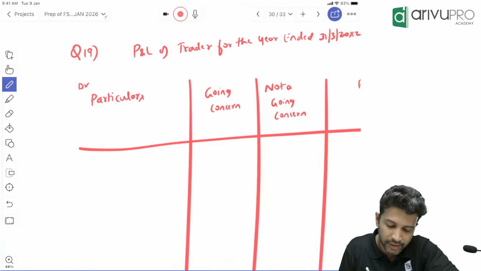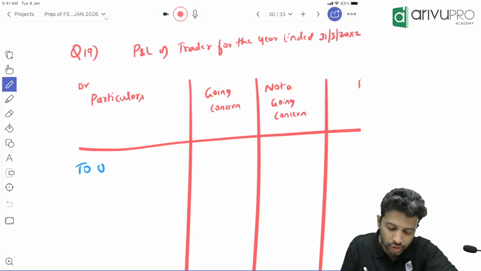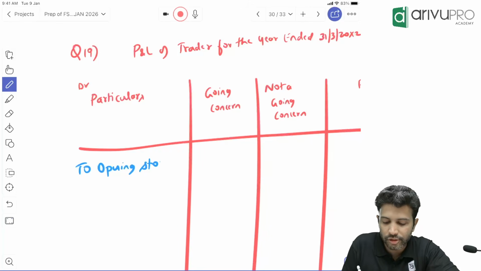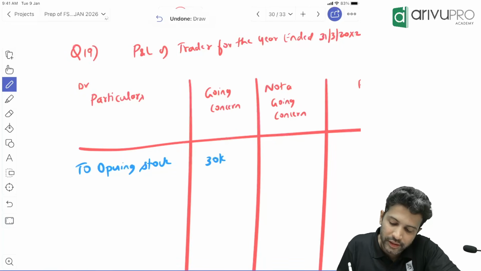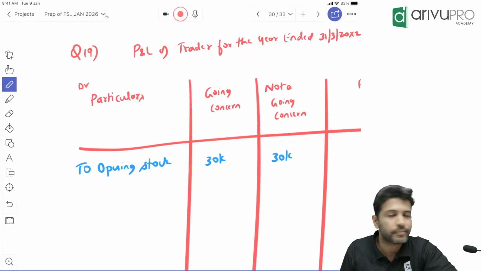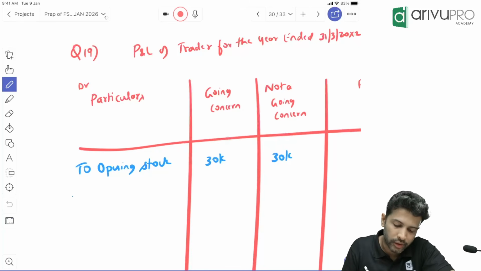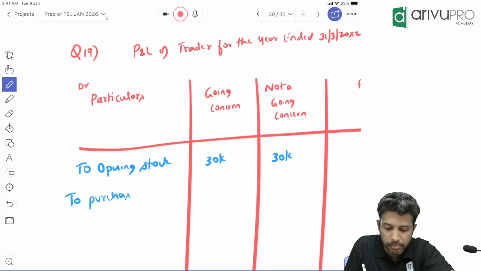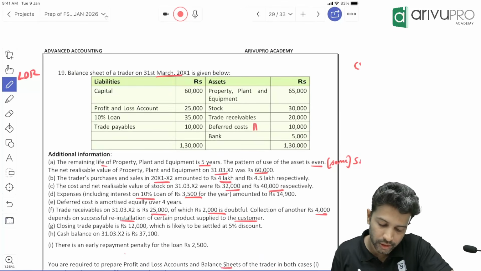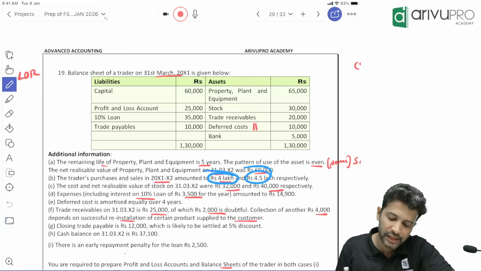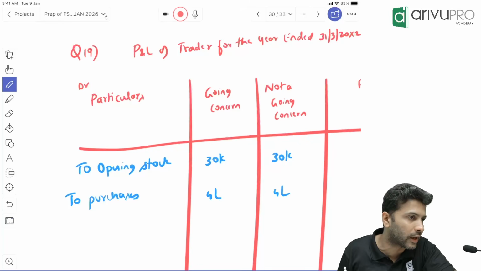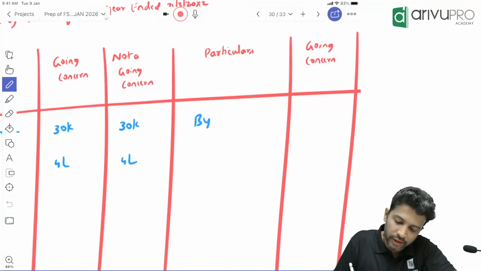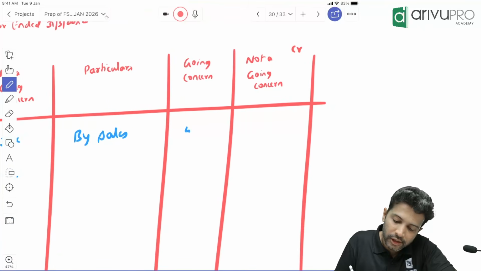So go back to your P&L account. This is your trading P&L together you're doing. So you'll write here what? To opening stock. How much is opening stock? 30,000. Whether it is a going concern or not a going concern, this will be the same, no? Because this came from last year. Then what will you show? Purchases. How much is the purchases? They told current year trader's purchases 4 lakh. Sales is 4.5 lakh. Whether it is a going concern or not, you purchased goods for 4 lakh only, no? So same. And sales, will it change or same? Sales under going concern and not a going concern is the same.